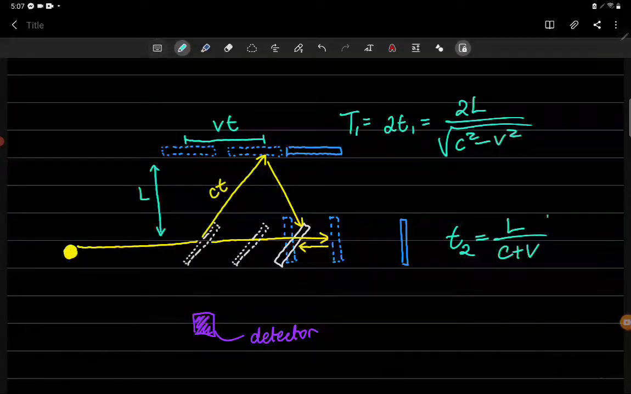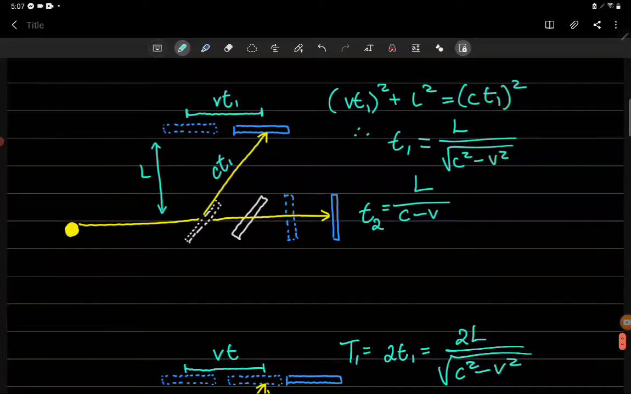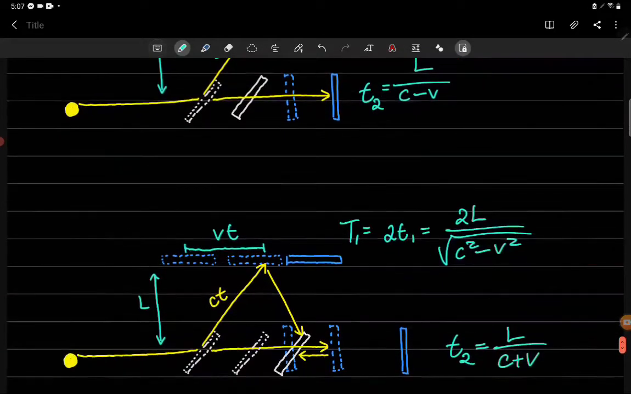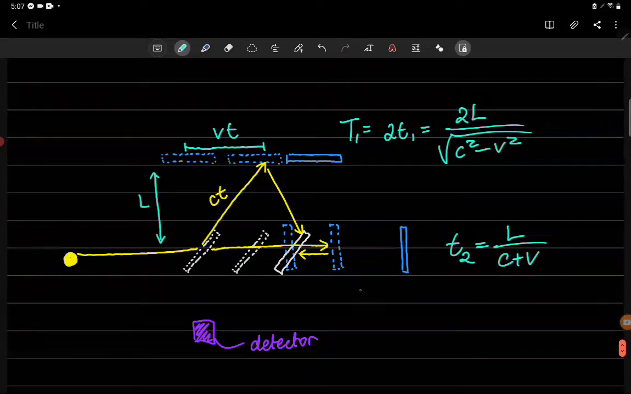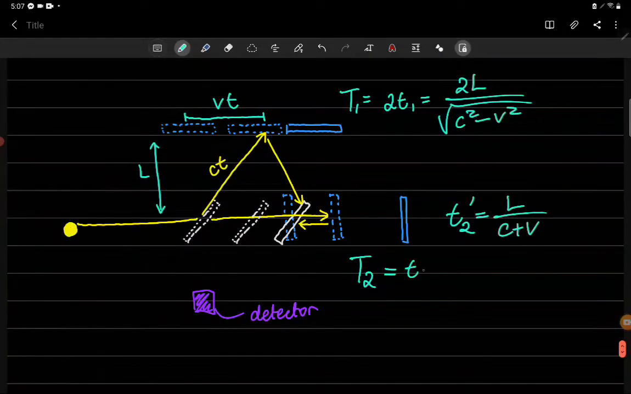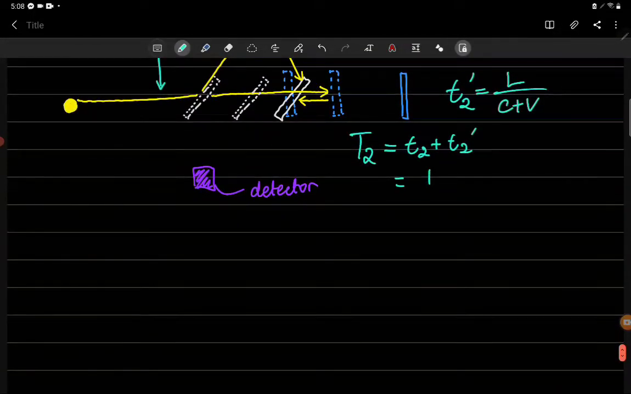So you can see this T2 is actually different from this T1, because in one case the light is chasing the apparatus, if you will, and the other time the light is actually moving towards the apparatus, and the apparatus is also moving towards the light, right? So that's T2. So if we add our two T2s together, our capital T2, and maybe I should give this a T2 dash to indicate that it's different, should be equal to T2 plus T2 dash, which is equal to L on (C minus V) plus L on (C plus V), okay?